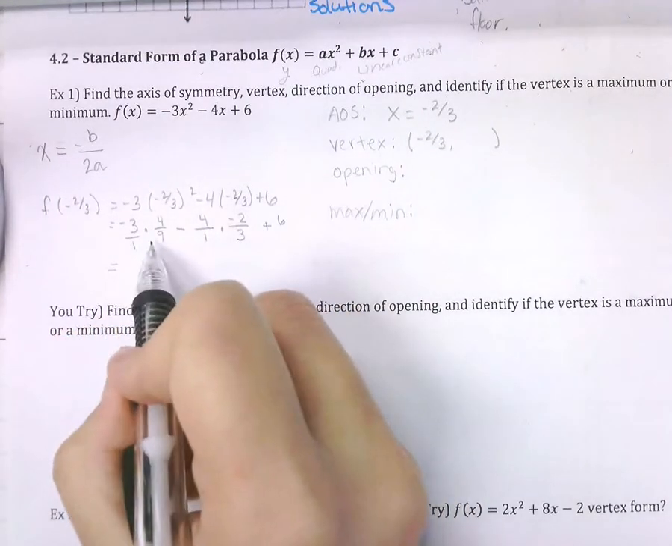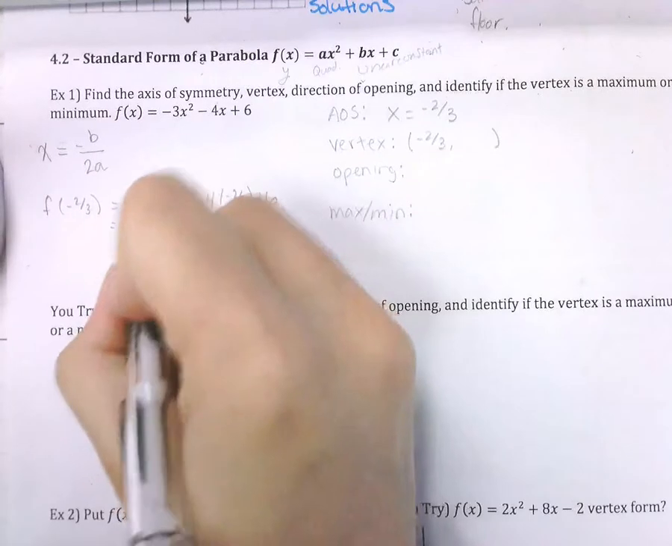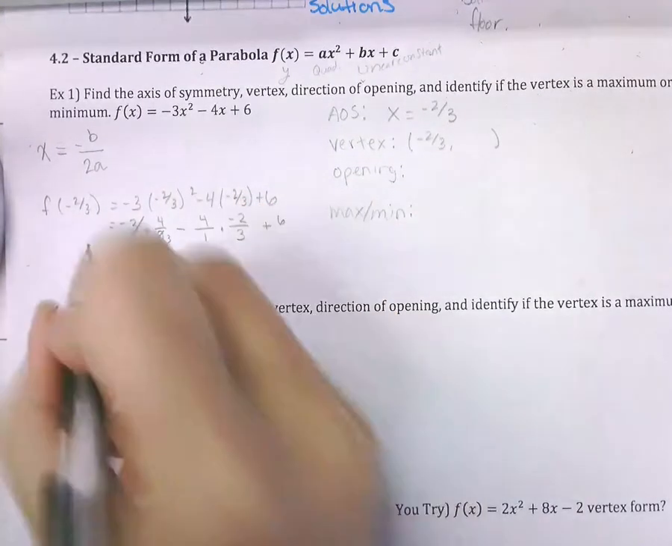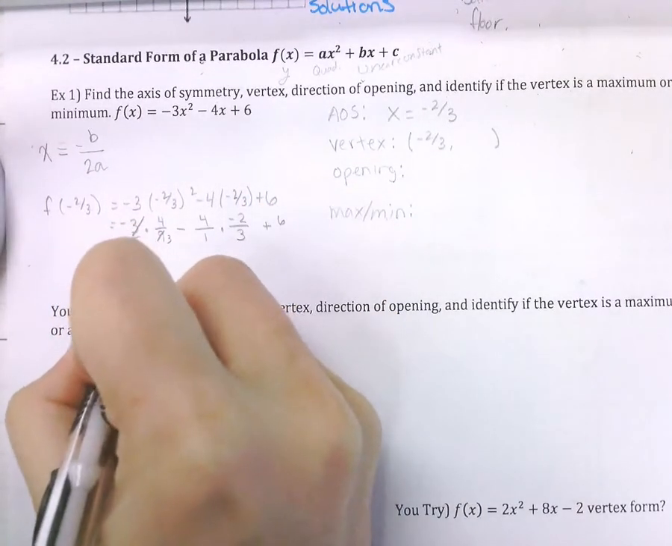All right, multiply your fractions. If you can cancel, like the 3 and the 9, you could cancel a 3. So we get negative 4 over 3.